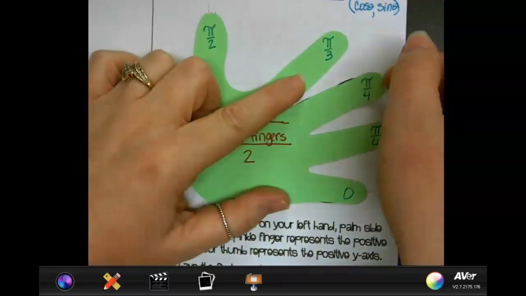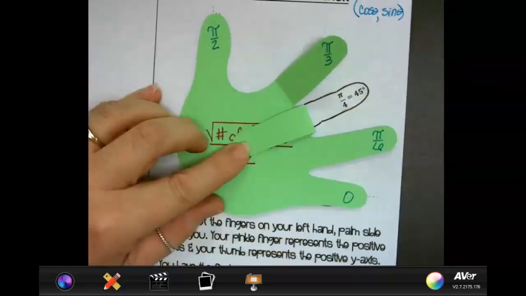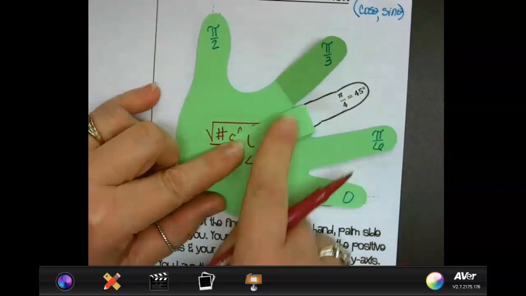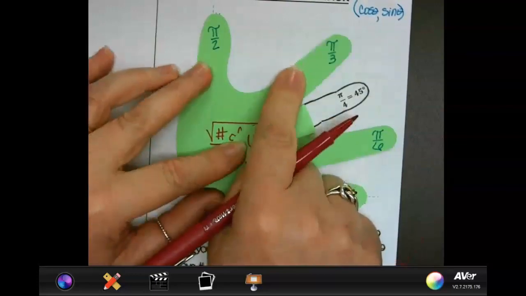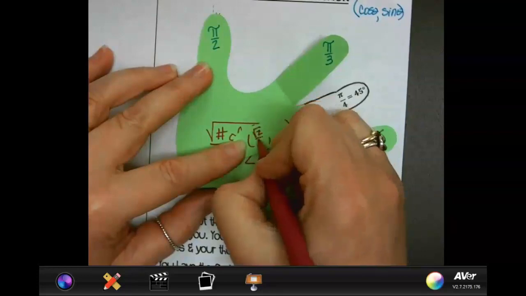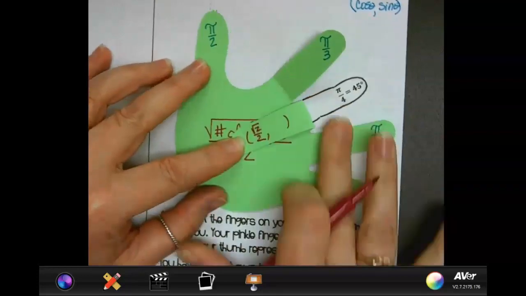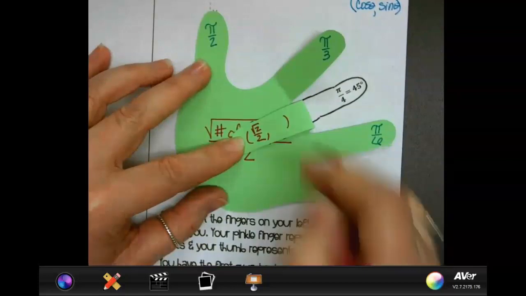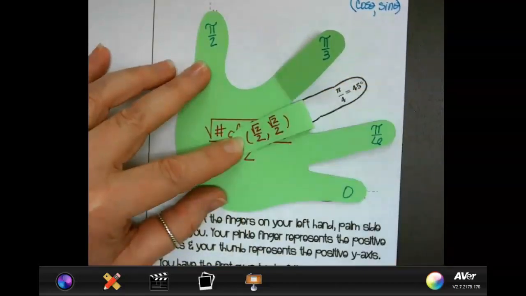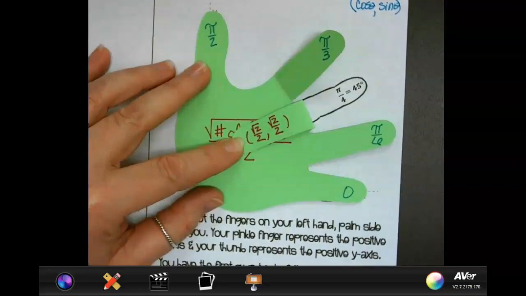So we're going to fold this back. We're going to take our middle finger and fold it, and we're going to get our ordered pair. To the left of pi fourths, I have 2 fingers. So that means the x value is the square root of 2 over 2. To the right, I have 2 fingers, which means the y value is the square root of 2 over 2. Okay?